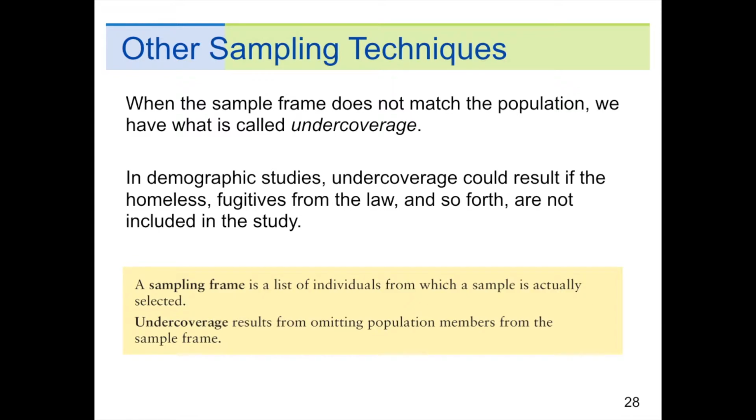When the sample frame does not match the population, we have what is called undercoverage. In demographic studies, undercoverage could result if the homeless, fugitives from the law, and so forth are not included in the study.